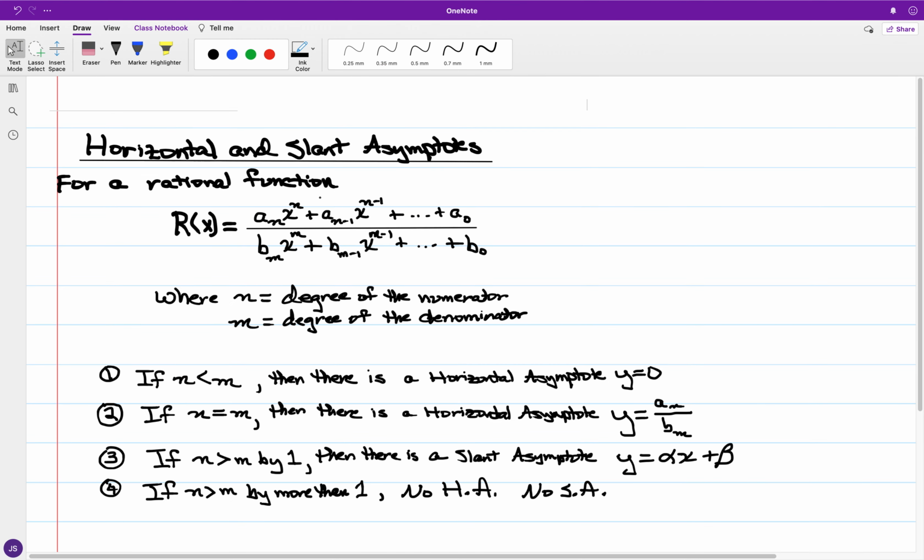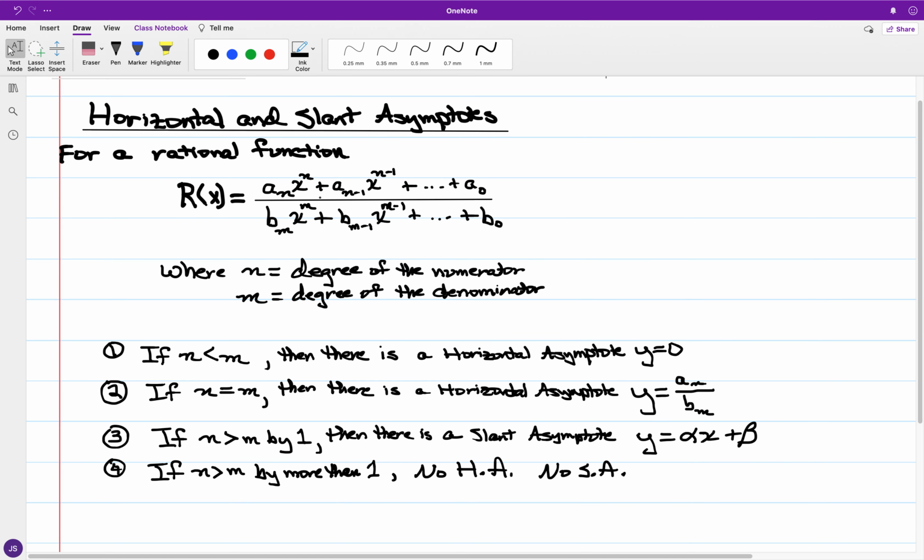And again, we have r of x equal to a fraction where we have a ratio of polynomials, where the top polynomial is going to be of degree n, and the denominator is going to be of degree m. And in terms of the degree comparisons, if the degree of the numerator is less than that of the denominator, then there's going to be a horizontal asymptote y is equal to 0. So y equals 0 is going to be the x-axis.